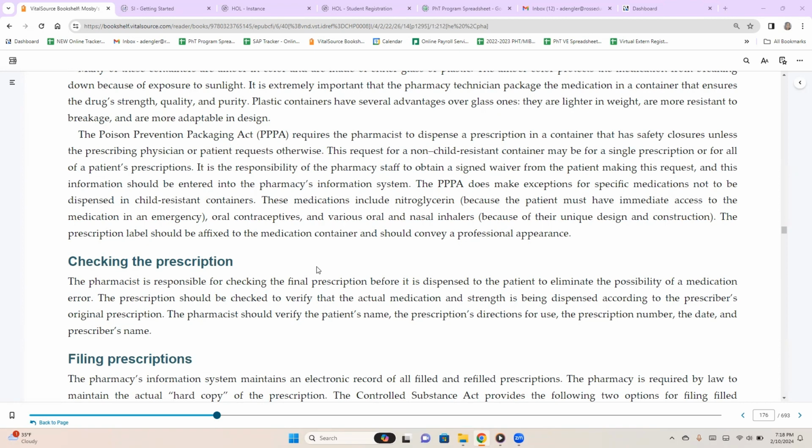Some medications, however, do not need to be dispensed in child-resistant containers, and that is nitroglycerin, because the patient must have immediate access to the medication in an emergency. So that's the little tiny bottles of nitroglycerin. You'll see them when you're in the pharmacy.